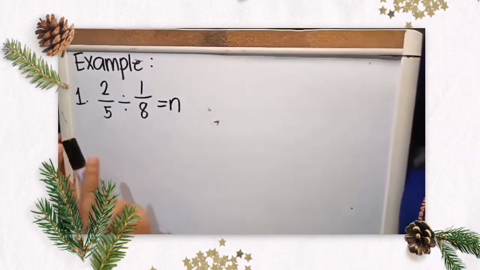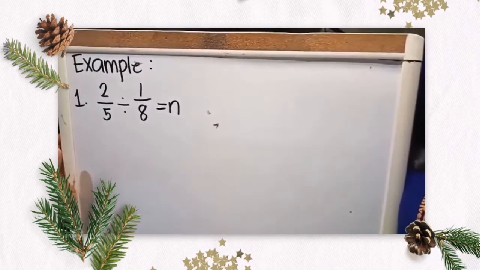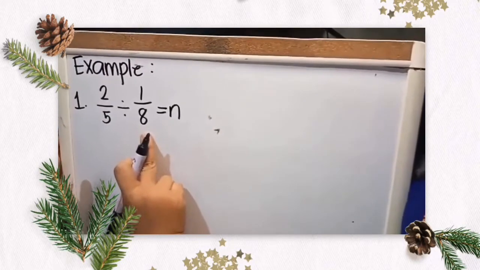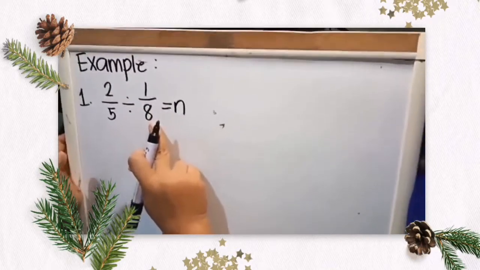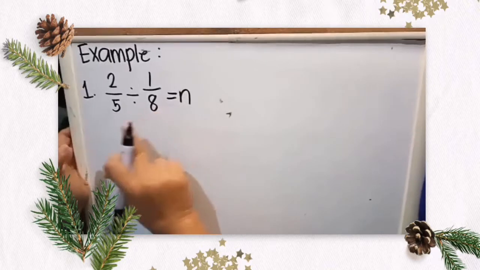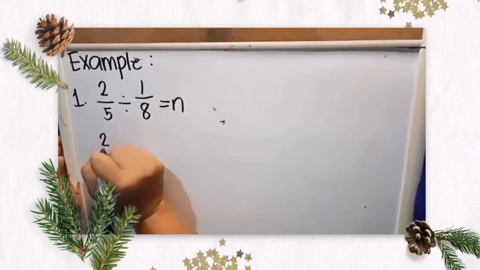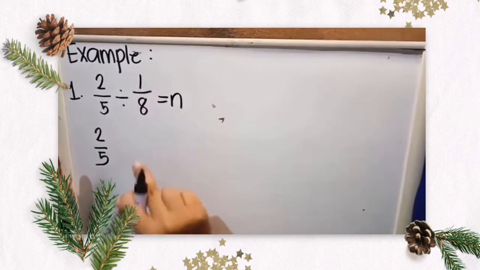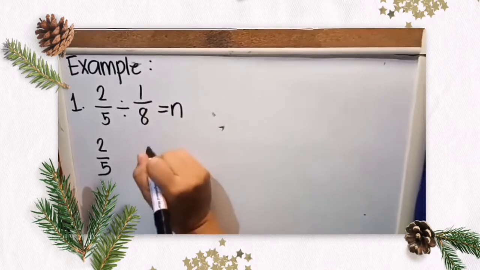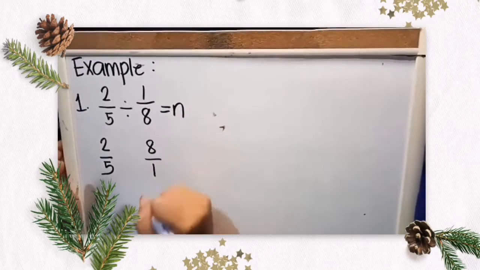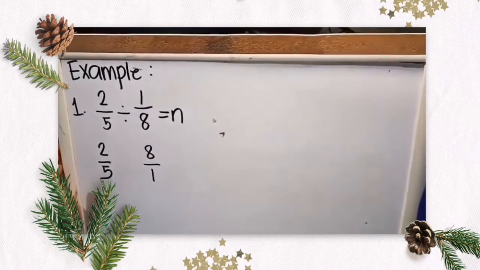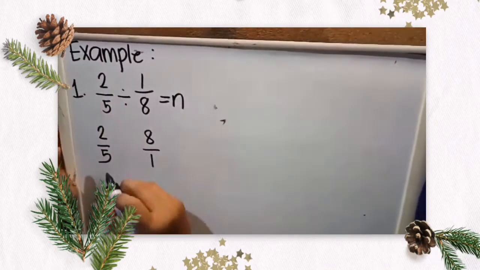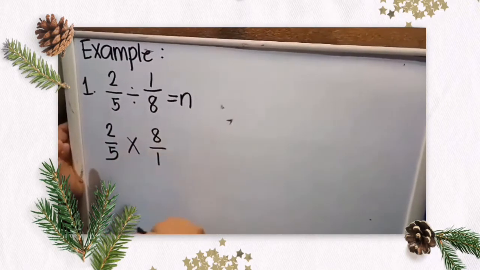Okay. Second step is to change or find the reciprocal of the divisor. Asa man tay atong divisor? 1 over 8. Meaning iyang reciprocal, iyang baliktad. So, copy your dividend 2 over 5. Then the reciprocal of your divisor, 1 over 8, becomes 8 over 1. Then, the third step is to change the operation. Instead of division, mahimo na siyang multiplication.